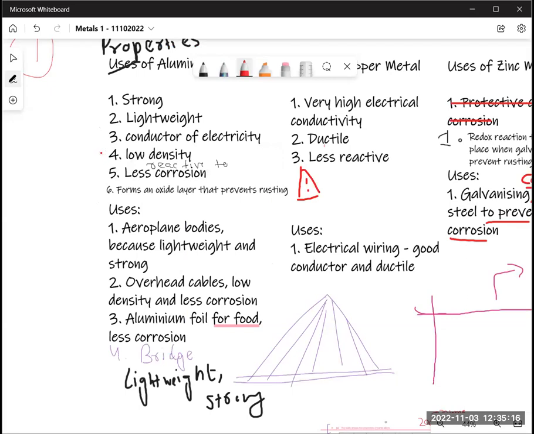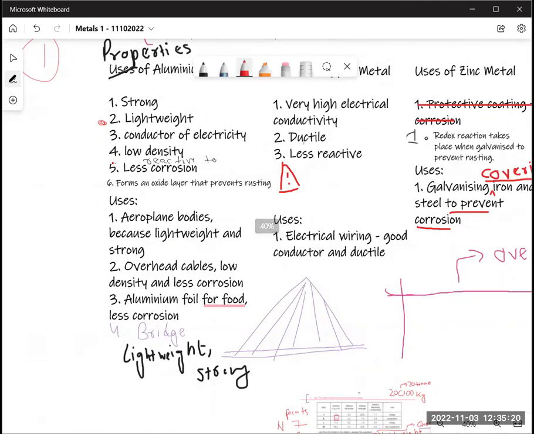Lightweight is one of those main points of aluminium. Less corrosion is one of those points. And why is there less corrosion? Because it forms an oxide layer that prevents rusting. So we'll write that as well.